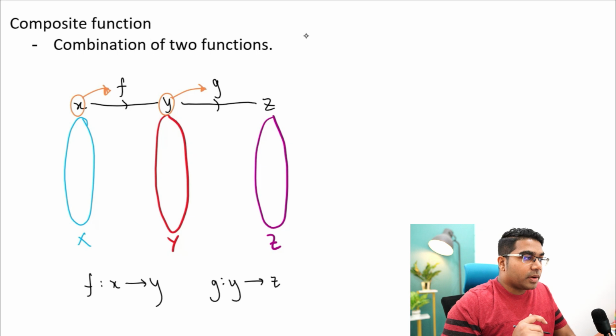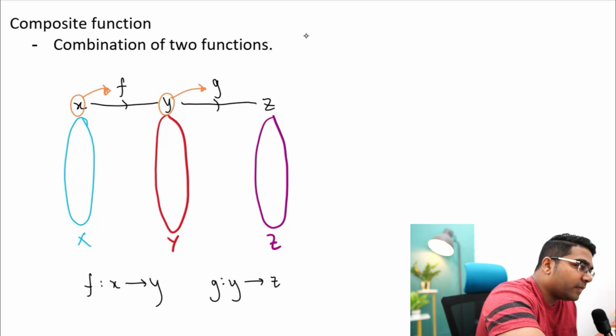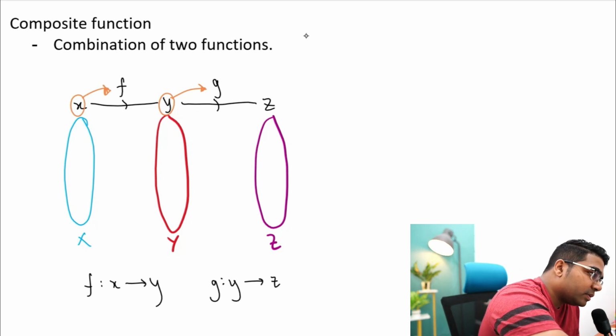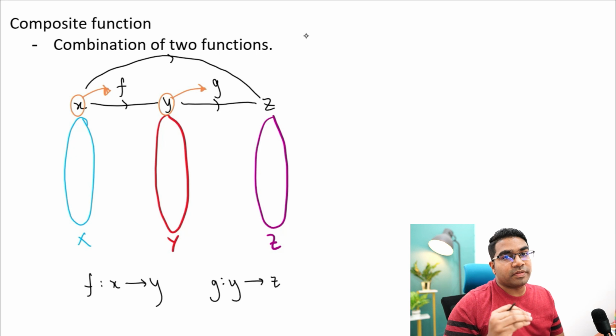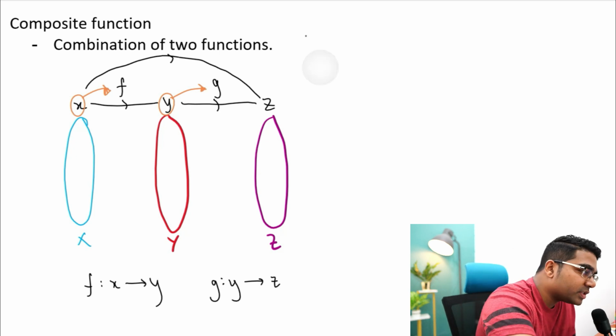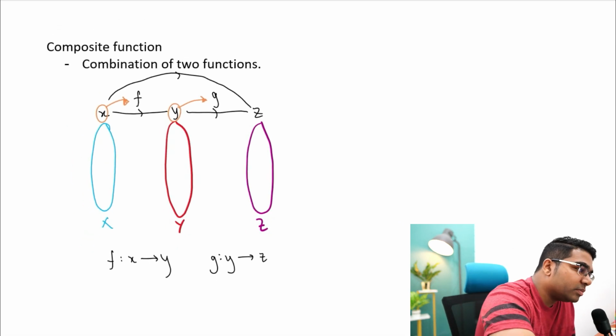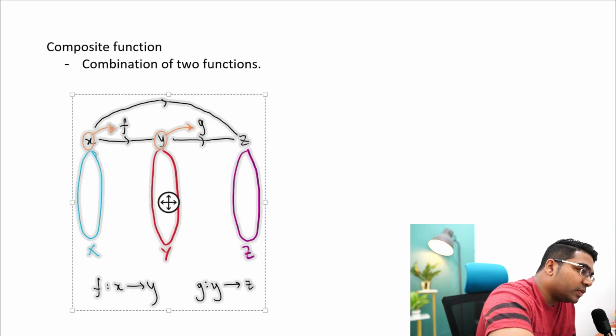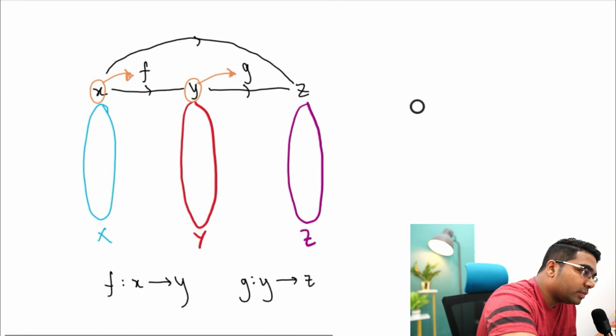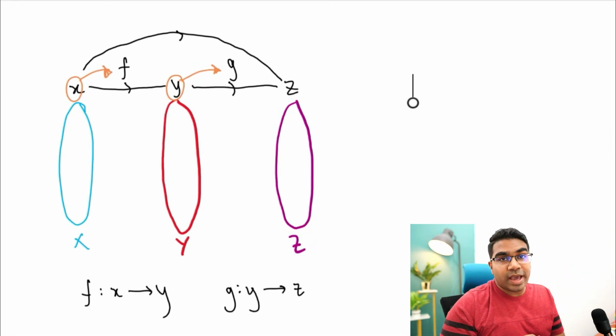So what if I wanted to go directly from x to z? This is where we have to do composition of functions. We have to combine the two functions together, f and g. So now the question is, will this composite function become fg or gf?